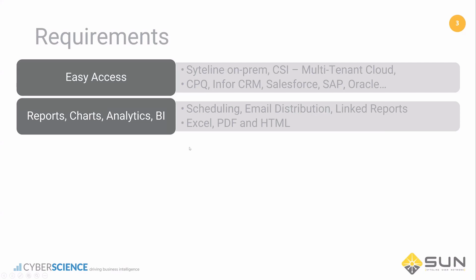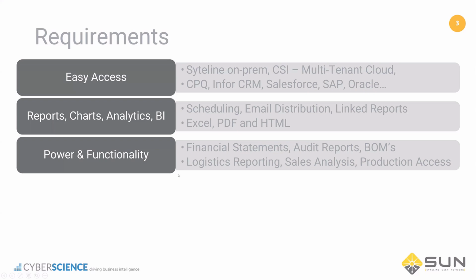Second bullet is everybody wants to be able to see all kinds of reports, charts, analytics, and BI. We're going to show you a bunch of those as we go through the session today, including being able to schedule and distribute via email any reports or dashboards you might need. All the documents we're showing you are going to be either Excel, PDF, or HTML. But again, users can take those documents and then click, click, click to drill down to get the data they need to see to make a decent decision. We're going to show you a lot of sophisticated reports. So we're going to show you financial statements. We're going to show you audit reports.